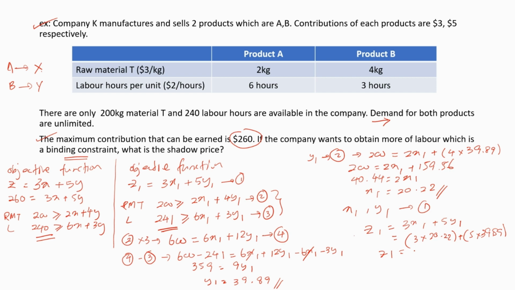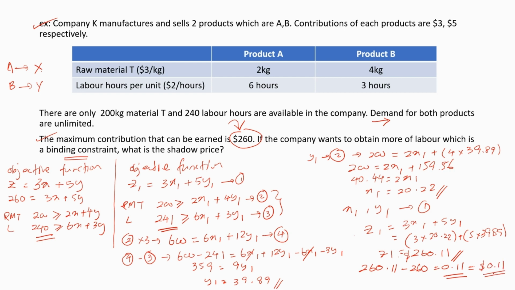So the new total contribution is $260.11. As you can see, after obtaining 1 hour of labor, the contribution has increased from 260 to 260.11. So now let's calculate the contribution difference, which is equal to 260.11 minus 260. This is equal to 0.11. This is the extra contribution that the company can earn if they obtain one additional labor hour. So this is the shadow price of 1 labor hour, 0.11.